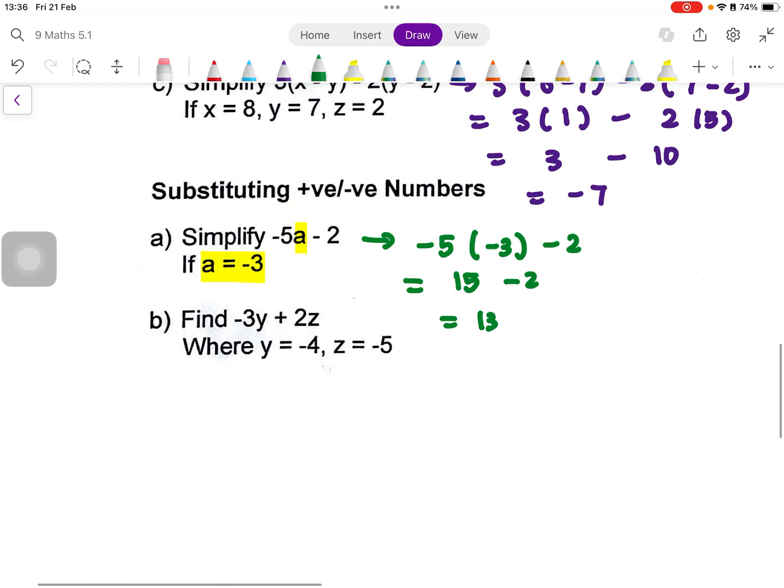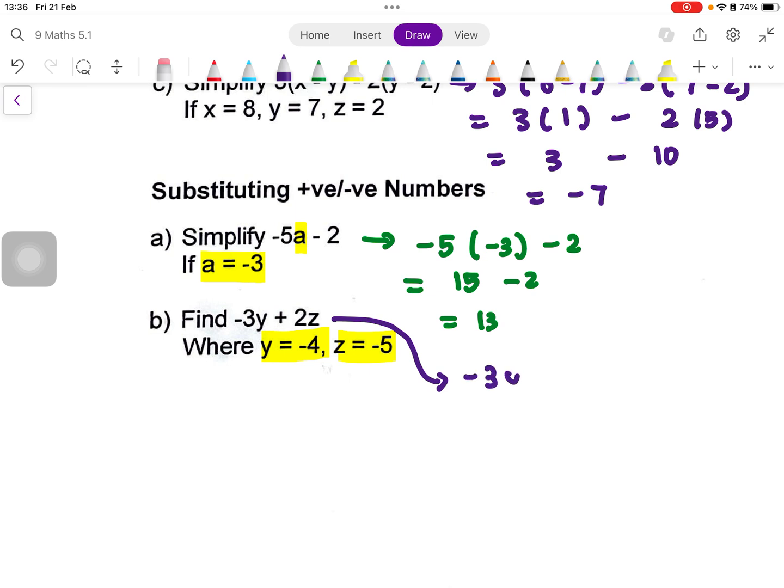Part B, negative 3y plus 2z, where y equals negative 4 and z equals negative 5. So we are going to substitute these values into the expression. Okay, let's do that.